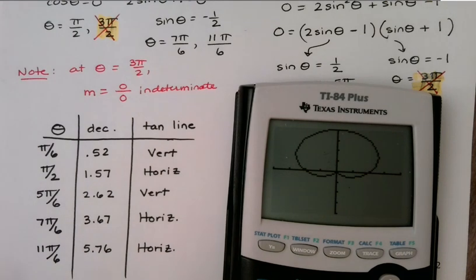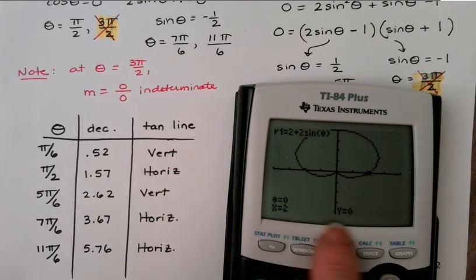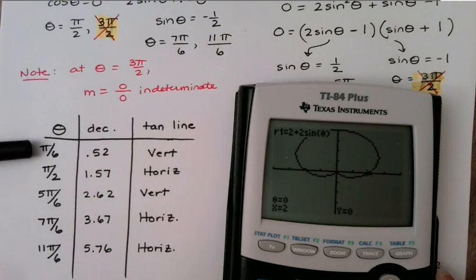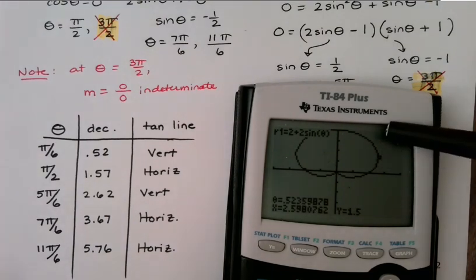What I'm going to do is trace it, and we're going to see if at these points it seems reasonable that we've got the type of tangent line that we think we discovered. So I'm going to trace. Notice that in addition to the x and the y, it also gives me the theta here. First interesting point should be at a theta of about 0.52. There it is. Theta's 0.52. And notice right over here, it's very reasonable that we would have a vertical tangent line.